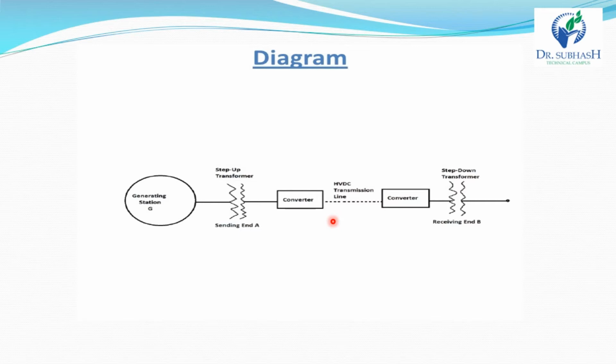DC is transmitted over long distances because it decreases the losses and improves the efficiency. A system having two converter stations and one transmission line is called a two-terminal DC system or a point-to-point system. Similarly, if a substation has more than two converter stations and interconnected DC transmission lines, it is called a multi-terminal DC system.